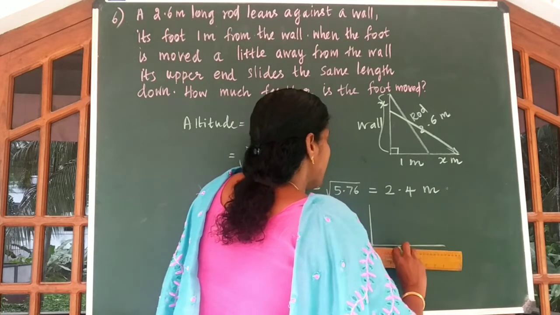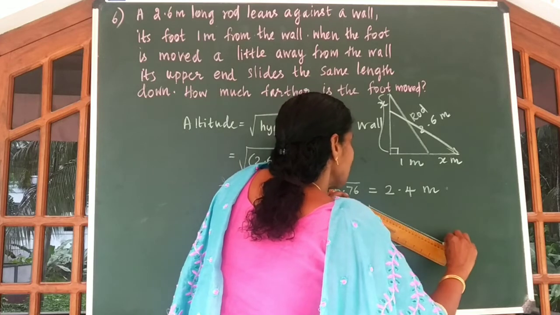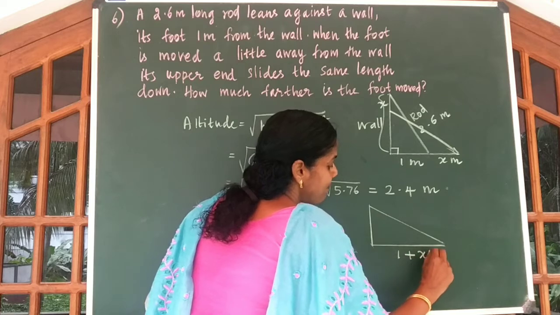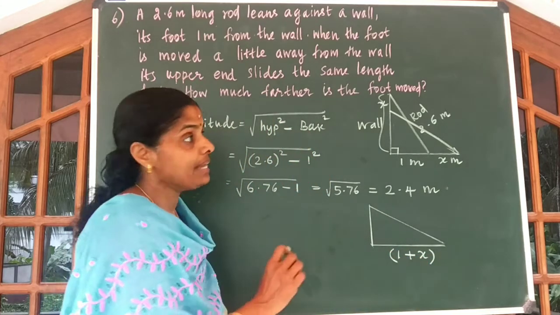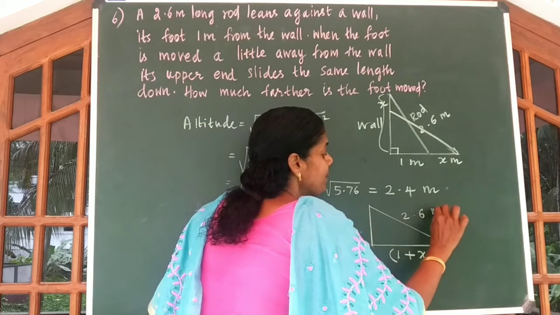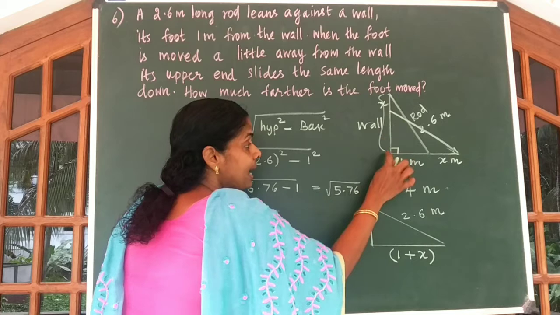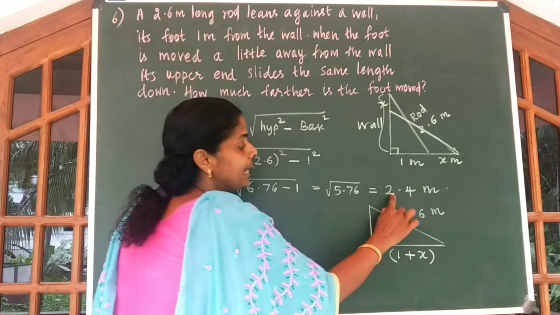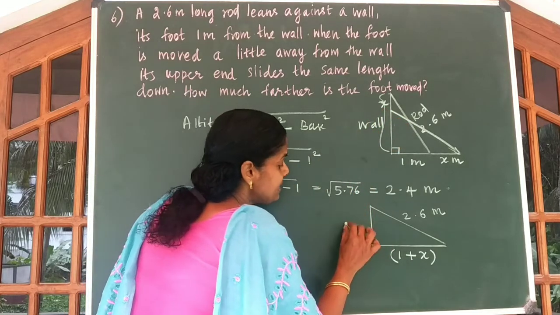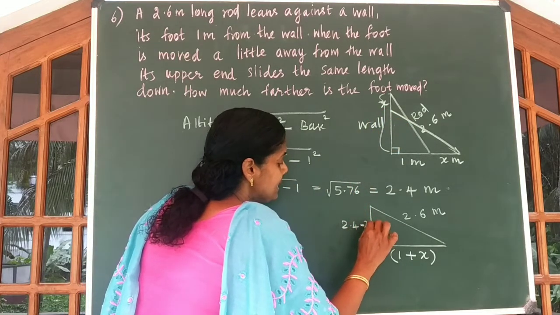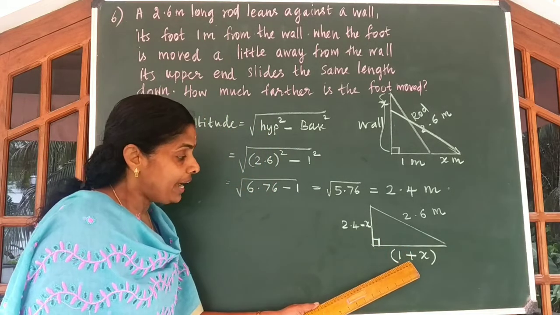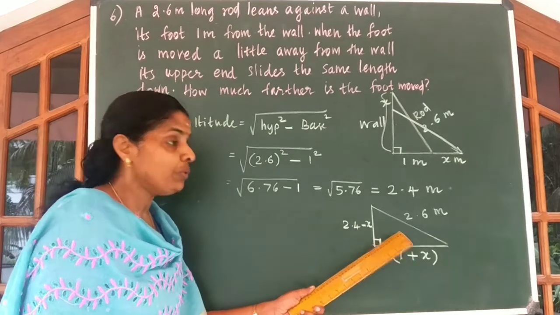You have the base to be equal to 1 plus x. 1 plus x meter becomes the base. Length of the rod never changes. It is equal to 2.6 meter. And now this height will be equal to, we know the height is 2.4. Since it slides down by x, we get 2.4 minus x. And this is a right angle triangle. Did you understand? I wrote the three measures in a new triangle.